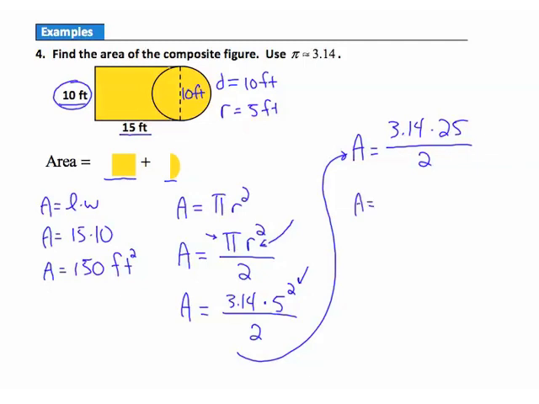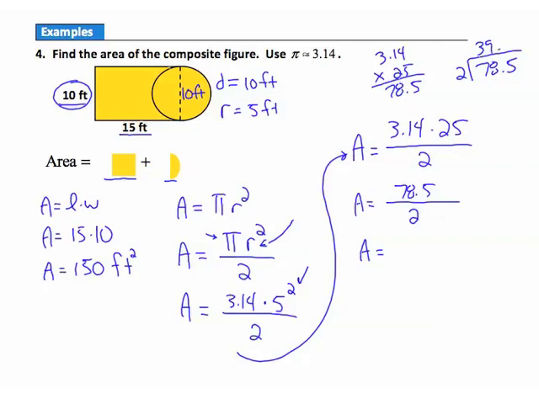Now what we want to do is multiply 3.14 times 25. So we would go on some scratch work here, 3.14 times 25. When we did that multiplication, we get 78.5. And so we have 78.5 divided by 2. So we're going to need to do some long division. And so we would do 2 going into 78.5. When we do that long division, we get 39.25. And so the area of this half circle is 39.25. We're dealing with feet, so that's going to be square feet.